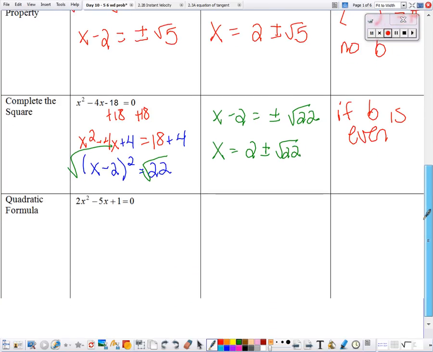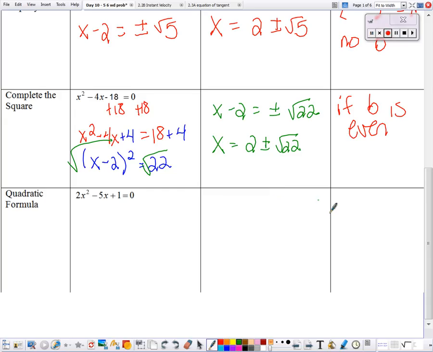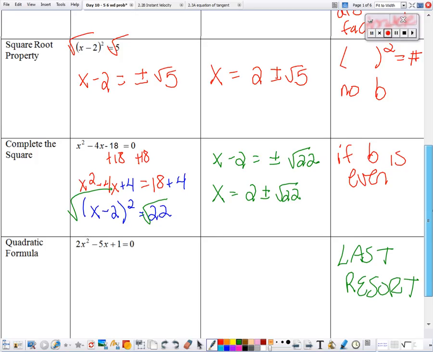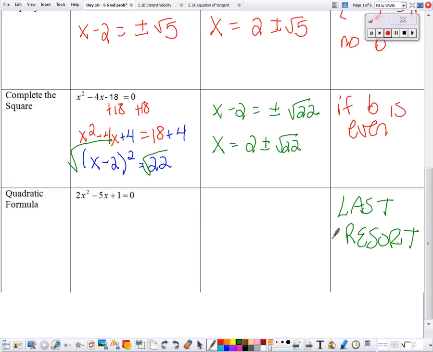Alright, and last is the quadratic formula. This is your last resort. You will only use the quadratic formula if you can't complete the square, if you can't square root, or if you can't factor. So the quadratic formula is x equals -b plus or minus the square root of b squared minus 4ac all over 2a. So let's plug in those values.